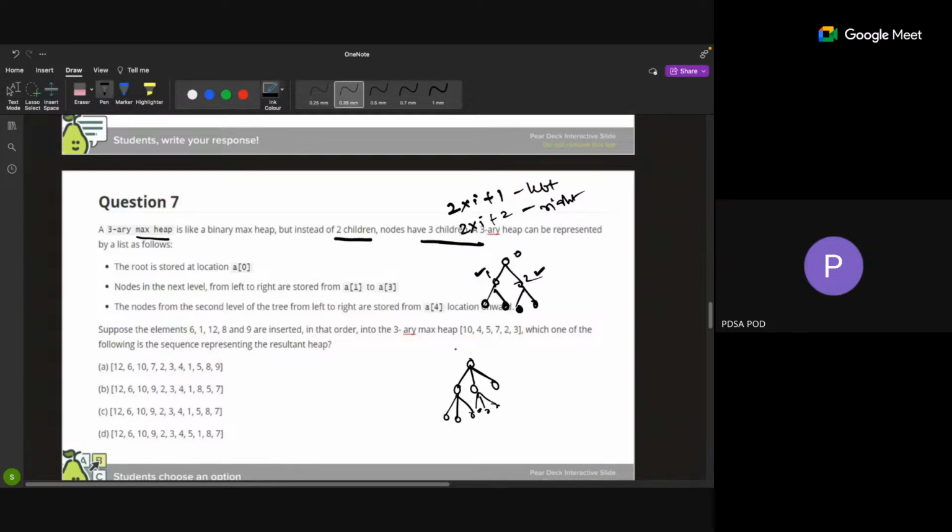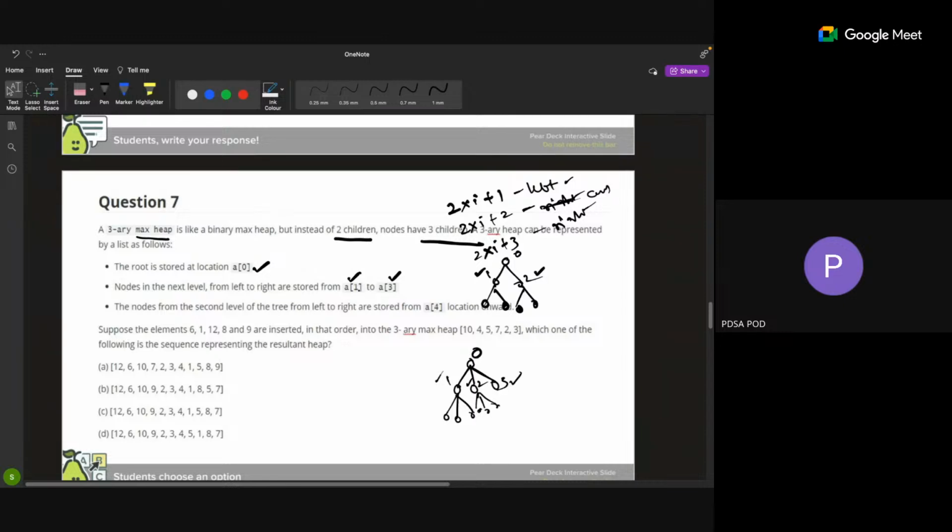Whenever 3 descendants are there, this is 0, this is first, this is second, this is third. How do we find the third descendant? It is 2 into I plus 3. First descendant, left one, centered one, right one. Is it clear? Now, if the root is 0, what is its next level, left to right? First one is the left one, second one is the centered one, third one is the right one.